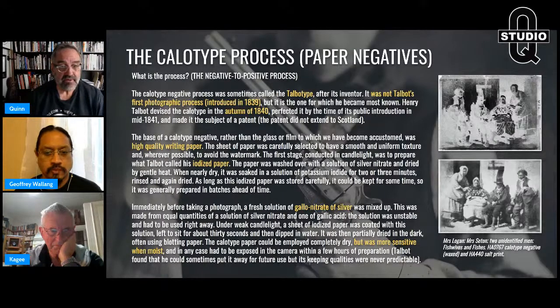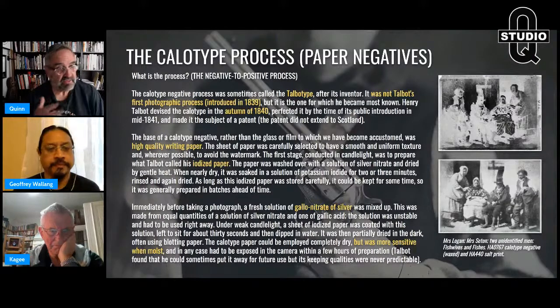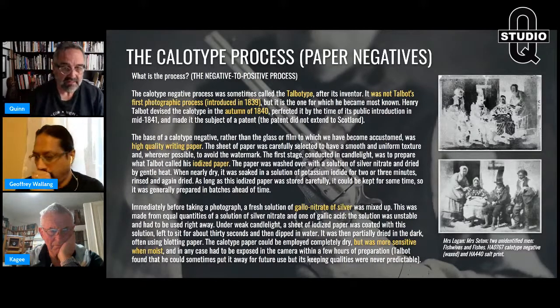The calotype paper could be employed completely dry, but it was more sensitive when moist. That's what I found. I went through this for about a year in Europe, around 2009, 2010. I worked in calotypes quite a bit. And I found that moist paper sandwiched between 2 pieces of glass in my plate holder worked best, and again, you'll see an example I have up here.